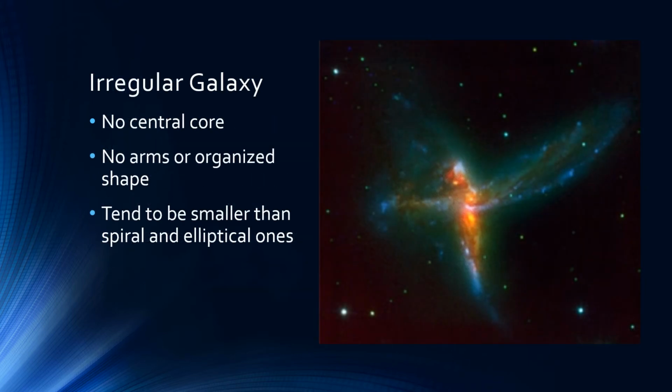The last type of galaxy is our irregular galaxy. In other words, it can't be classified as either a spiral or elliptical. It has a weird shape. There's no central core, there's no arms or organized shape, and it tends to be smaller than our spiral and elliptical galaxies.